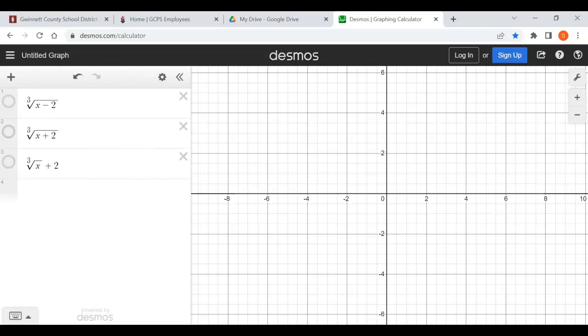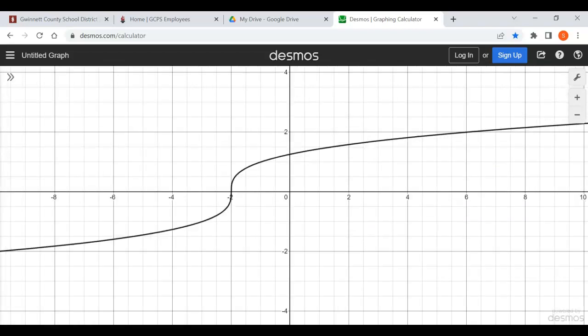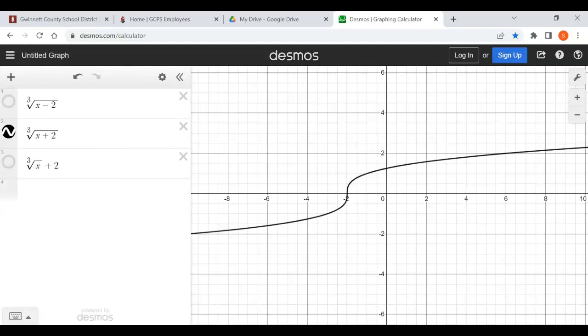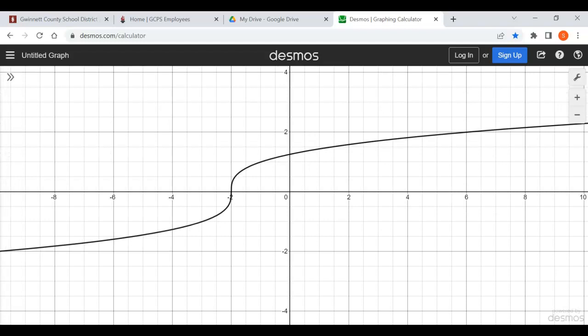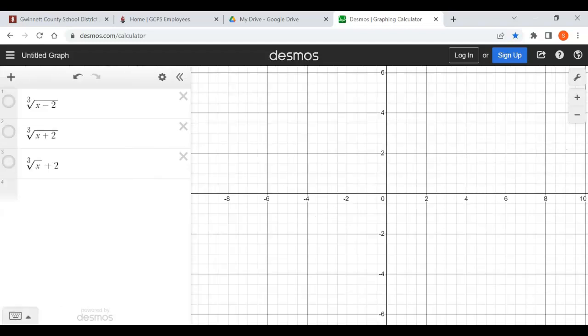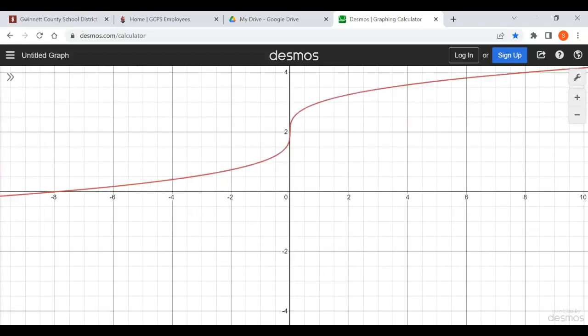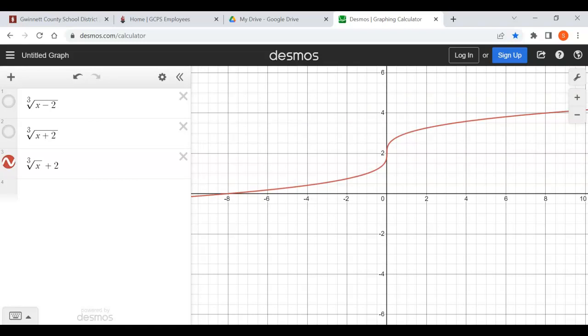Now notice here, it got shifted to the left, which makes sense because now we had +2, which shows the opposite. So that's now to the left 2. And then the other option, C, notice how it went up 2, not right 2. It went up, which makes sense because that +2 is on the outside, which represents your up and down.